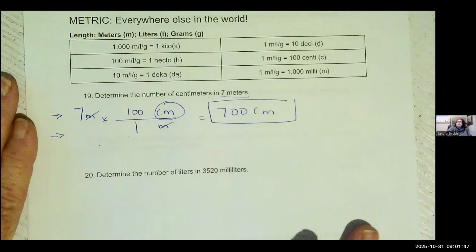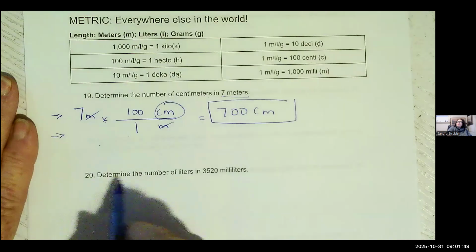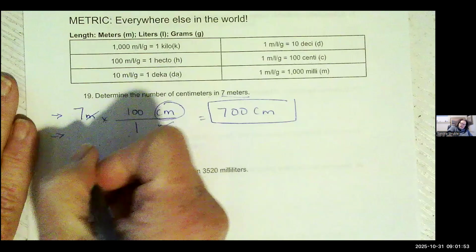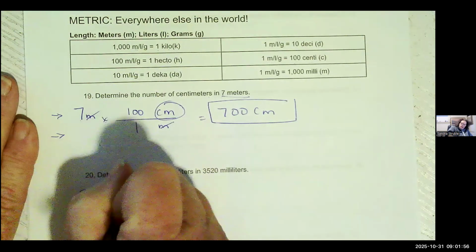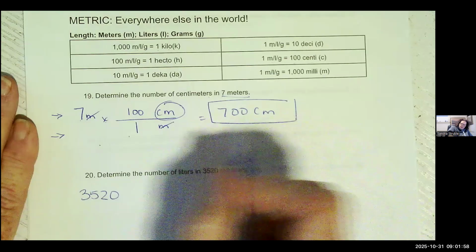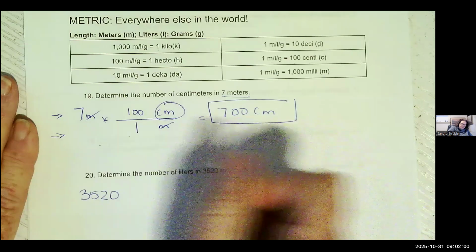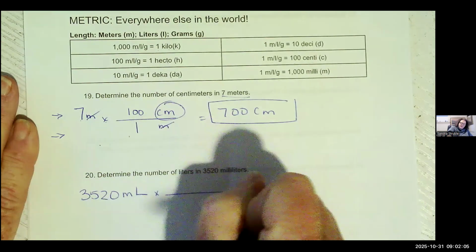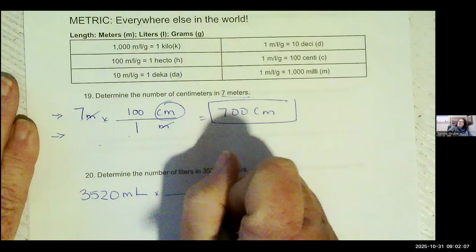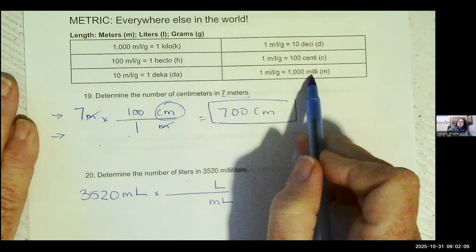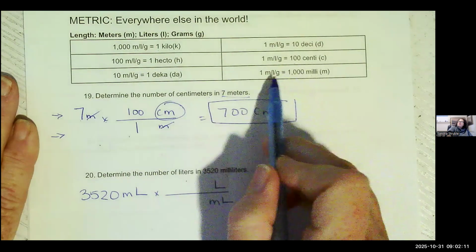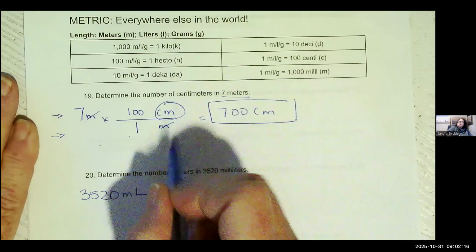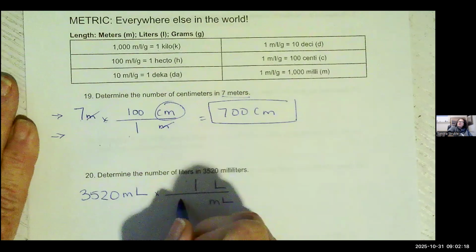Determine the number of liters in 3,520 milliliters. Now, liters can be written with a capital L or a little l. I'm old school. I learned it with a capital L. So I'm going to go big dog. I don't want milliliters. I want liters. And this is another one-step conversion. Here's my milliliters. Here's my liters. So 1 liter is equivalent to 1,000 milliliters. 1 liter, 1,000 milliliters. Multiplying straight across.